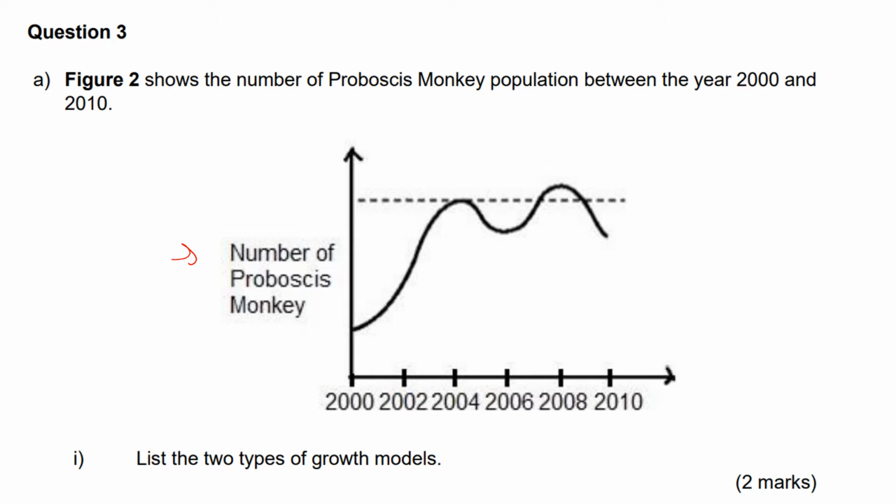Okay, so there are two types of growth model. The first one is exponential growth, for 1 mark, and the other one is logistic growth. Okay, so for exponential growth, I have explained in the previous question. So you have to read up on the explanation for logistic growth.